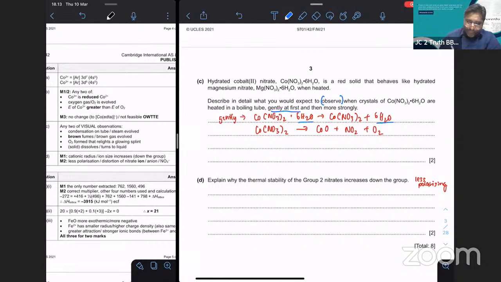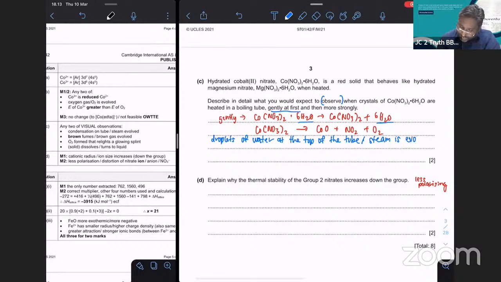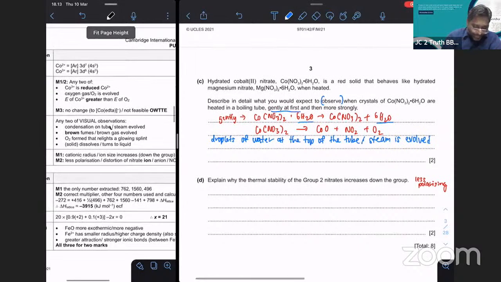So you are going to have either droplets of water at the top of the tube, or you can mention steam is evolved. So you can see condensation and then steam is evolved, and we know after that, when you heat them strongly, then only you are going to have decomposition. The decomposition is going to give you nitrogen dioxide and then oxygen.